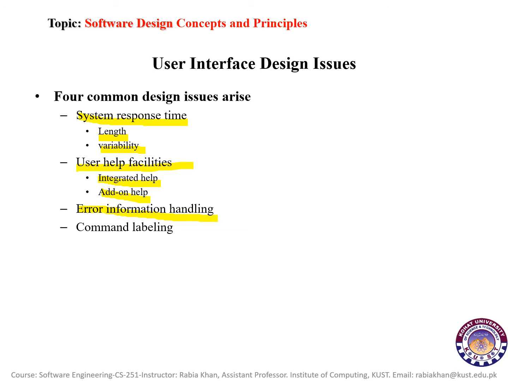For example, the message should describe the problem in jargon that the user can easily understand. The message should provide constructive advice for recovering from the error. The message should indicate any negative consequences of the error so that the user can check to ensure that they have not occurred.